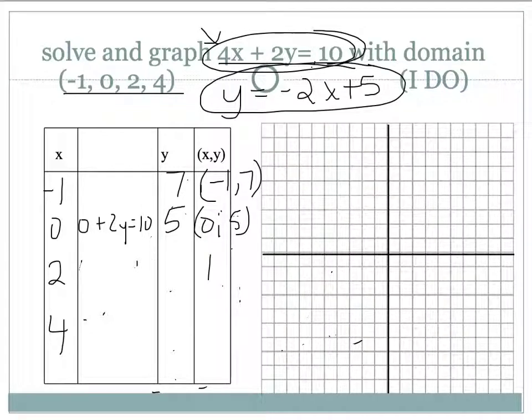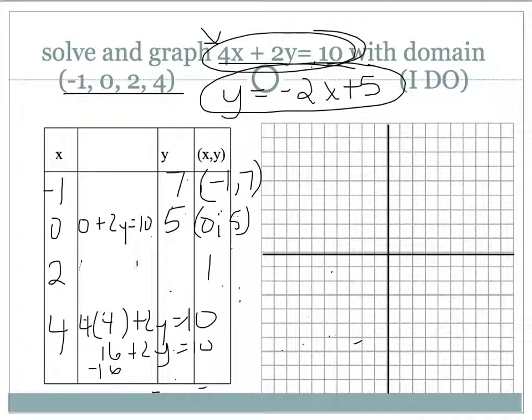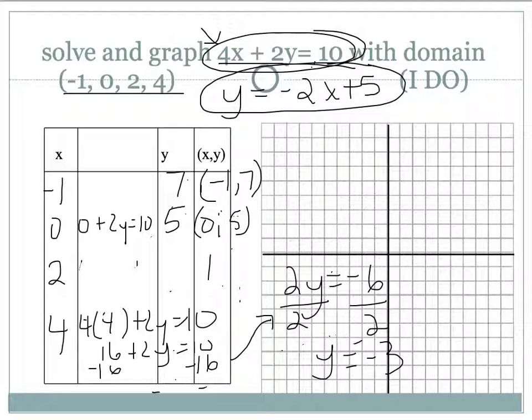Okay, and then the last one, 4. When x is 4, 4 times 4 plus 2y is equal to 10. 4 times 4 is 16, plus 2y is equal to 10. Subtract 16 on both sides. Sorry, I need to bring it up here. So 2y is equal to 10 minus 16, which is negative 6, divided by 2. So y here is negative 3.